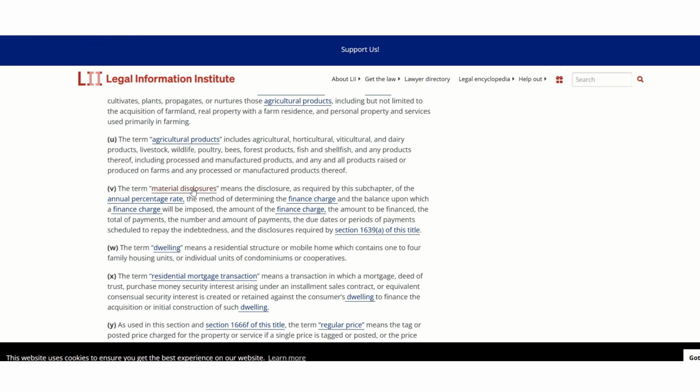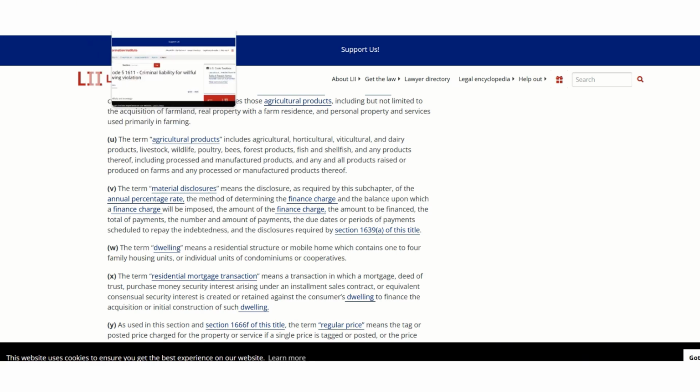All right, the material disclosures means the disclosure as required by the subchapter of the annual percentage rate, the method of determining the finance charge, and the balance upon which a finance charge will be imposed, and the amount of the finance charge. So we have received an inaccurate amount of the finance charge. So that's one violation.